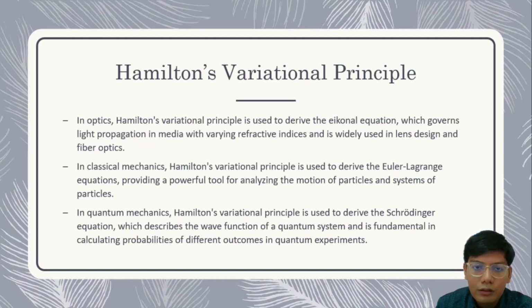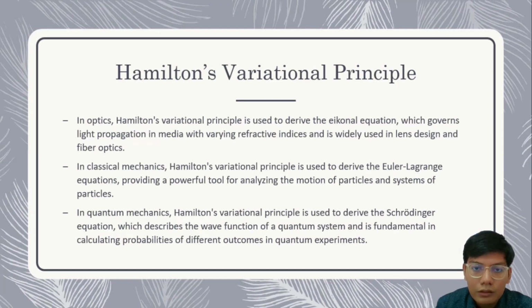In field theories such as classical and quantum field theories, Hamilton's variational principle is used to derive equations of motion for fields by defining the Lagrangian in terms of the fields, variables, and their derivatives, and the action integral as the time integral of the Lagrangian. We can derive the field equation that describes the behavior of the fields. This equation relates the field variables, their derivatives, and the force potential acting on the fields.